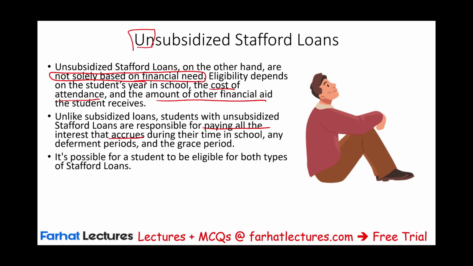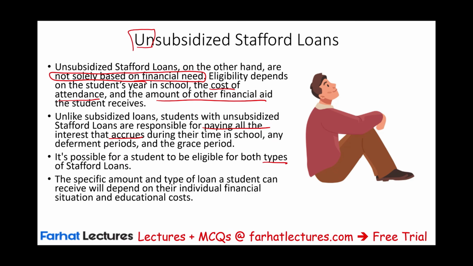So it's possible for a student to be eligible for both. Because remember, the subsidized loan might be a limited amount. The government will change this amount from year to year. So you may get subsidized, then some unsubsidized loan. First, you want to maximize your subsidized loan as much as possible. And if anything is left, you'll go into unsubsidized loan. So the specific amount and the type of loan a student can receive will depend on their individual financial situation and how much the university or college will cost them.